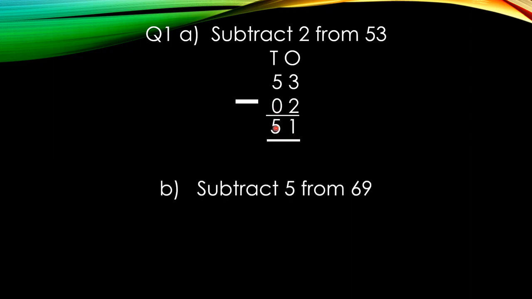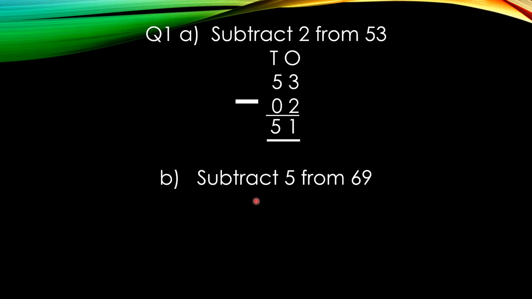Okay. Now in B part, subtract 5 from 69. Here again this is one digit number and this is two digit number. So first of all we will write two places, ones and tens. First of all we will write 69. Then we have to write 5. And because 5 is one digit number, so how we will write it? Under two places, 0 5. Okay. And then we will put the minus sign.